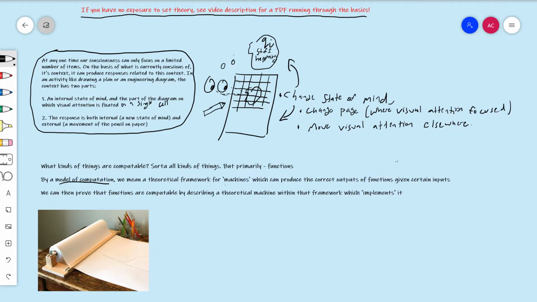Actually, let me pause the video. I think I've just remembered that it's not recording my cursor, and I'm using my cursor to point at things. Okay, you should be able to see my cursor now.